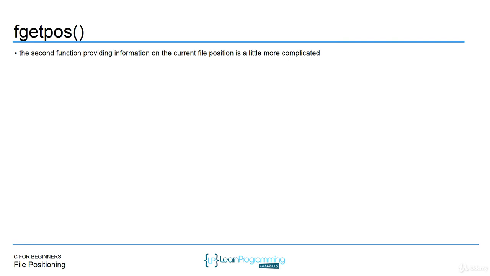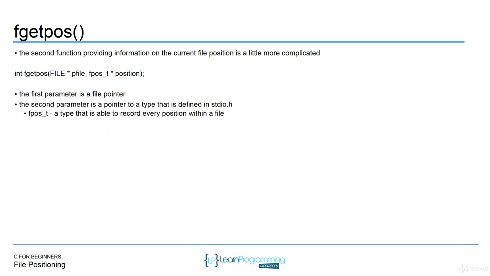You can also use the fgetpos function, and this is a second function providing information on the current file position. It's a little more complicated than ftell. This returns an integer. It takes a file pointer, and it also takes an fpos_t type. So the first parameter is that file pointer, so you know what file you need to read to. The second parameter is a pointer to a type that is defined in stdio.h. The fpos_t type is able to record every position within a file.